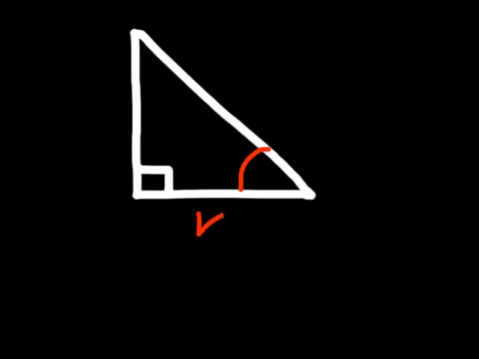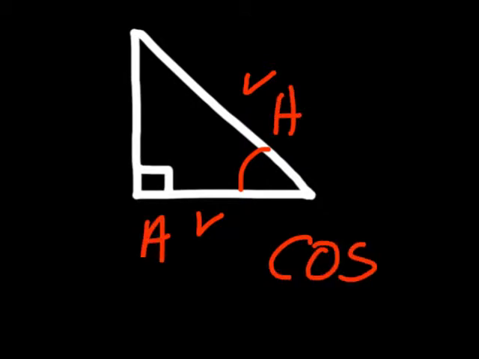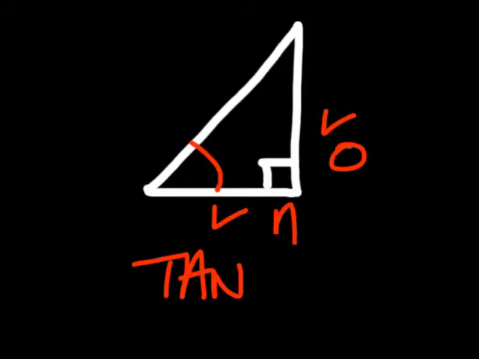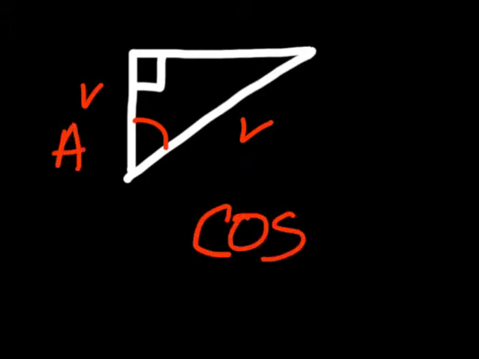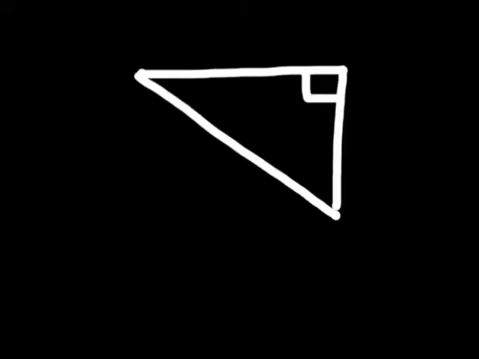What if I had this angle, this, and this? What one is that? Cosine. This is adjacent. That is hypotenuse. And what about this one? I know this angle, I know this, and this. Tangent, yes. Opposite and adjacent. What if I had this angle, this, and this? Cosine, yes, because this is adjacent and this is hypotenuse.